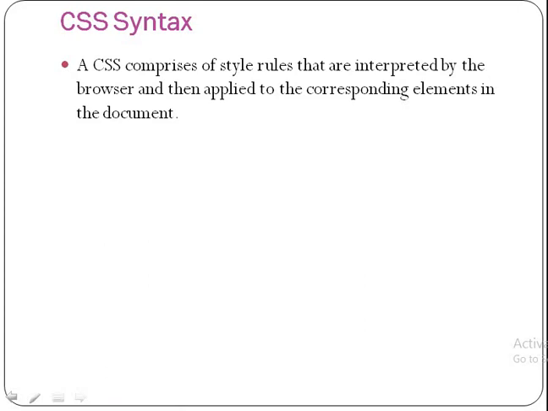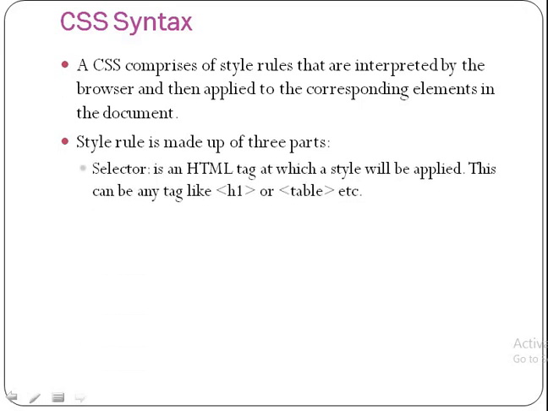A CSS comprises of style rules that are interpreted by the browser and then applied to the corresponding elements in the document. So let us see how these style rules are defined. A style rule is made up of three parts. First part is selector. Selector is an HTML tag at which a style should be applied. This can be any tag in HTML like h1, body, table, etc.